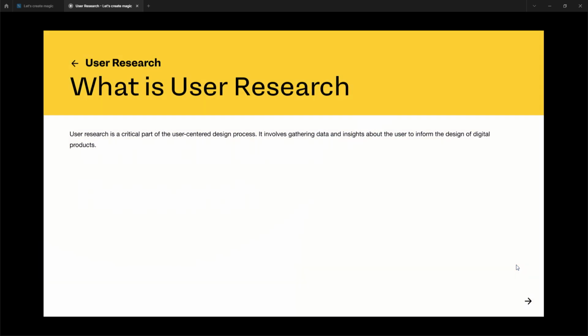What is user research? User research, in a nutshell, is a critical part of the user-centered design process. It involves gathering data and insights about the user to inform the design of digital products. So basically what we mean is, before you take on any project at all, the first thing you have to do is understand the user base. So you have to draw up certain calculations, and these calculations have to be based on the user's statement and not based on your own assumptions. And that's why you have to eliminate assumptions at every point in a product's life cycle.